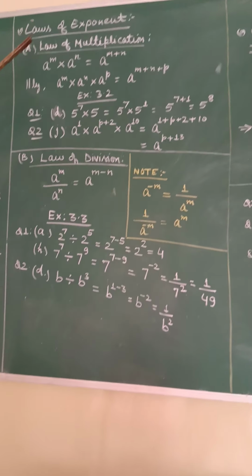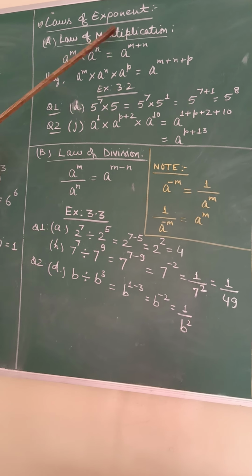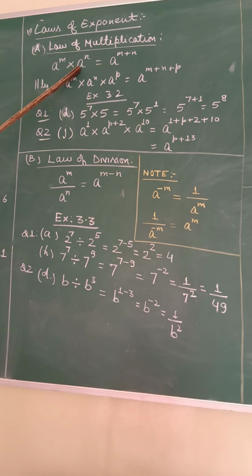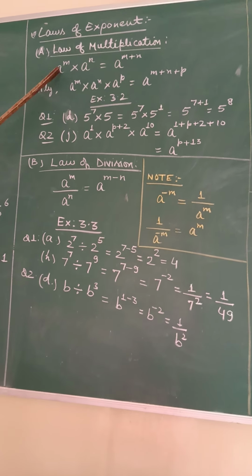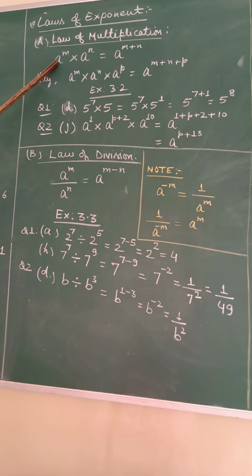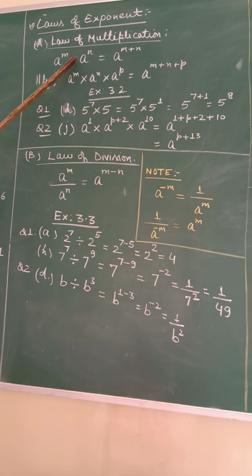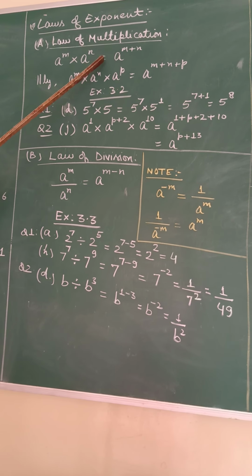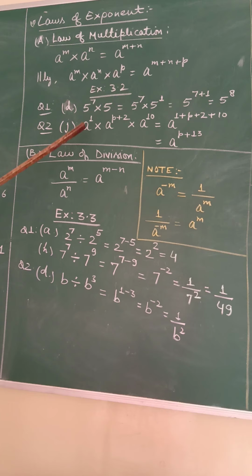Now we have to go through some laws of exponent, right? So the first law is the law of multiplication. It states that when two numbers in exponent form are given and both numbers have the same base, that is a, then the powers will be added. So a raised to power m multiply a raised to power n will equal a raised to power m plus n.